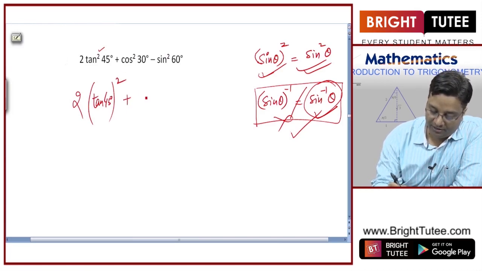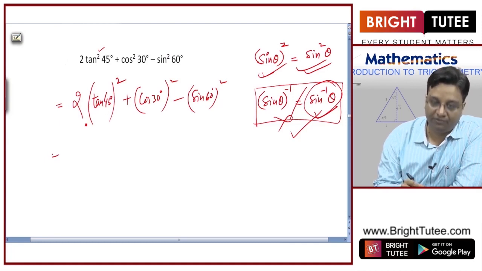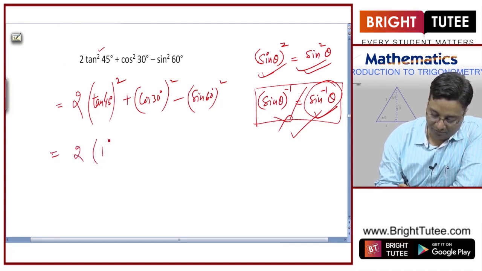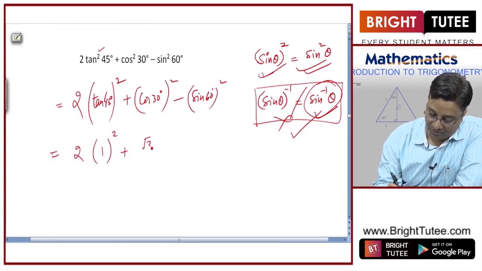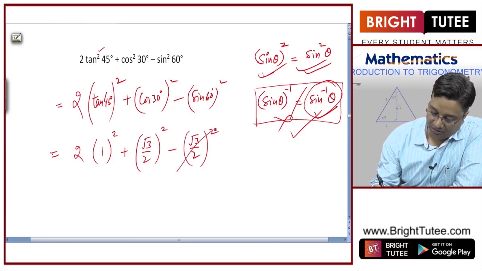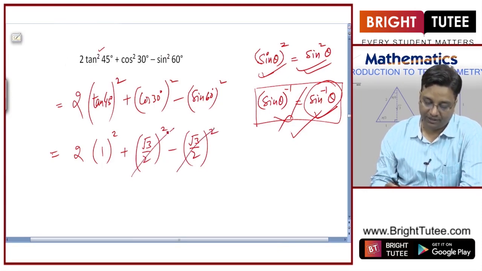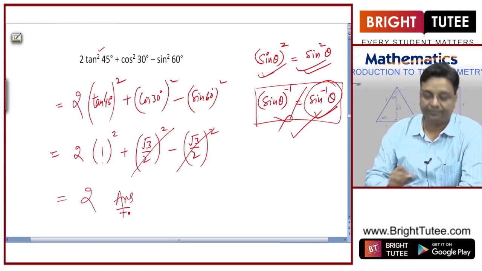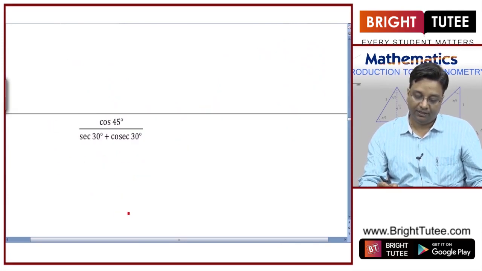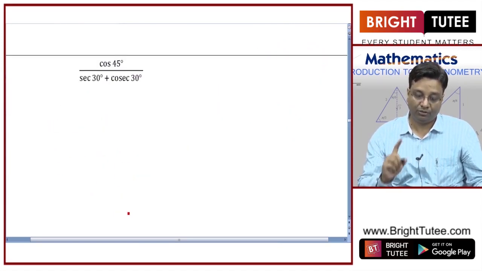Okay, similarly this is cos 30 square minus sin 60 square. Now you just need to put these values here. What was tan 45? It was 1. What is cos 30? It is root 3 by 2. What is sin 60? It is also root 3 by 2. So this gets cancelled here, right? So this is equal to 1 into 2, which is equal to 2, right? This was a pretty simple question if you knew the values.